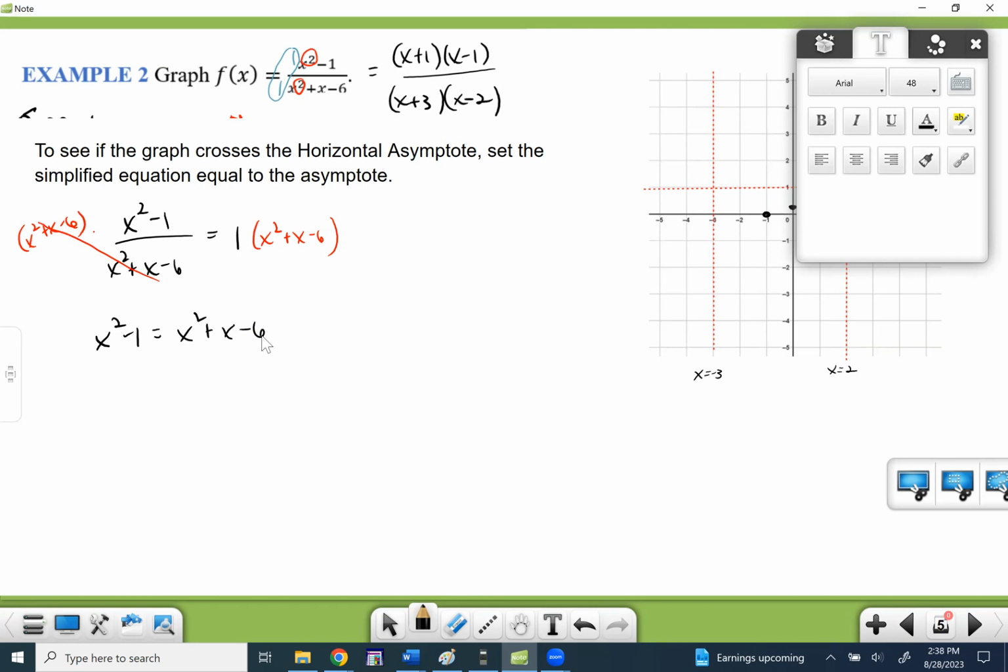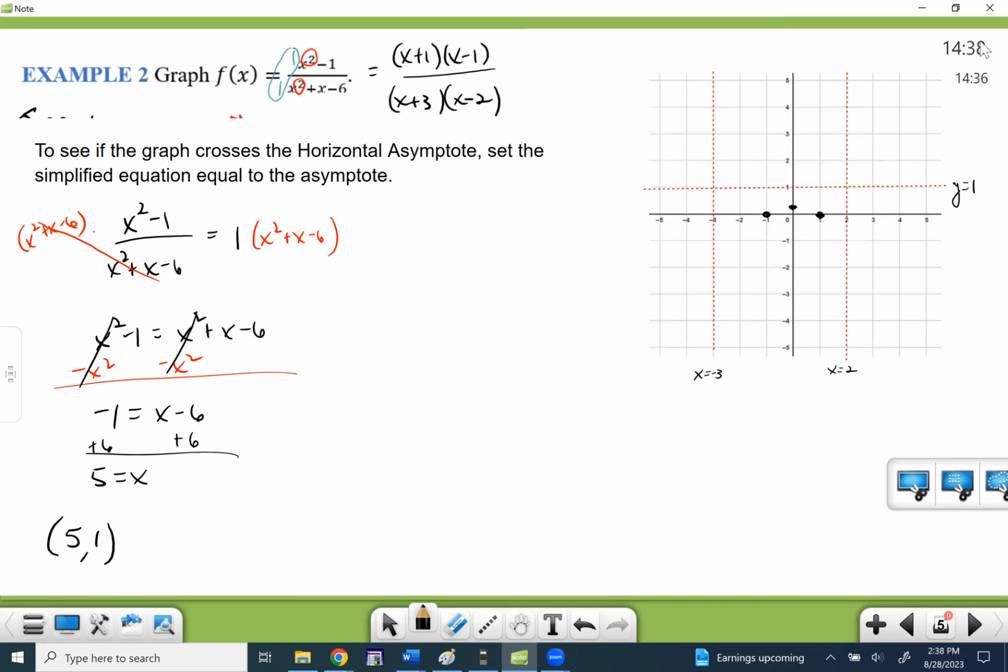Now, if you see a term that's on both sides, you can just cross it off, because what you're really going to do is just subtract that term away. So if you ever see a term that's on both sides, you can just cross it off. It's going to be our shortcut. And it looks like we are going to cross. So we're going to cross at 5, 1. So I'm going to go ahead and put a dot right here on the graph to show that we crossed that horizontal asymptote. So now we're at the plot points part, right?